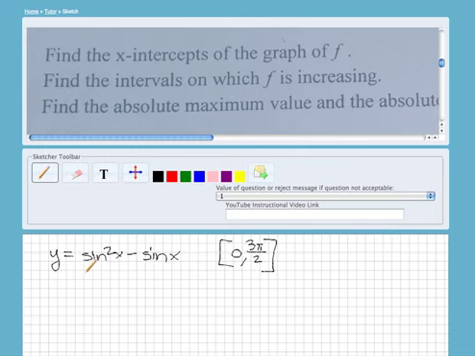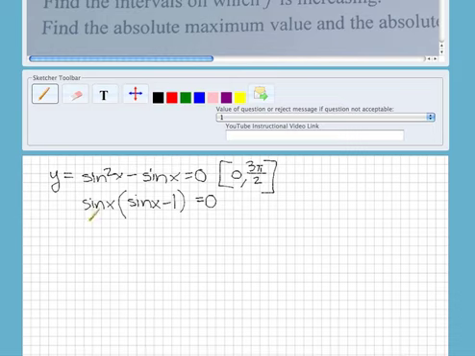It says find the x-intercepts. Okay, so to find the x-intercepts, you just set the function equal to 0 and solve for x. So you take out sine x, you get sine x minus 1 left over equals 0. And then what we'll do is we'll set them each equal to 0. I'm going to set this equal to 0, but I'm going to skip a step and just set it equal to 1.